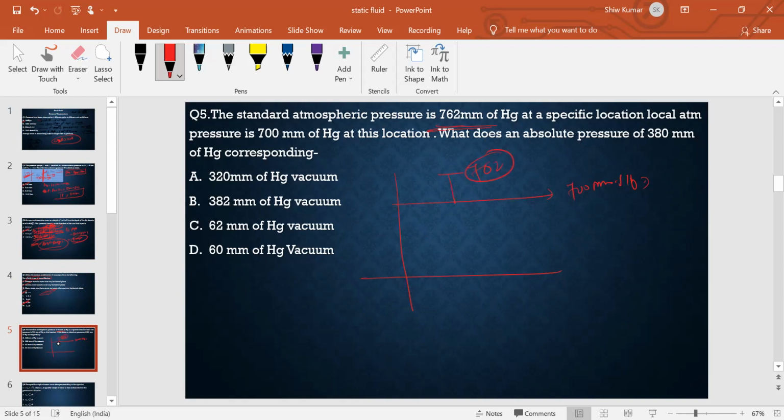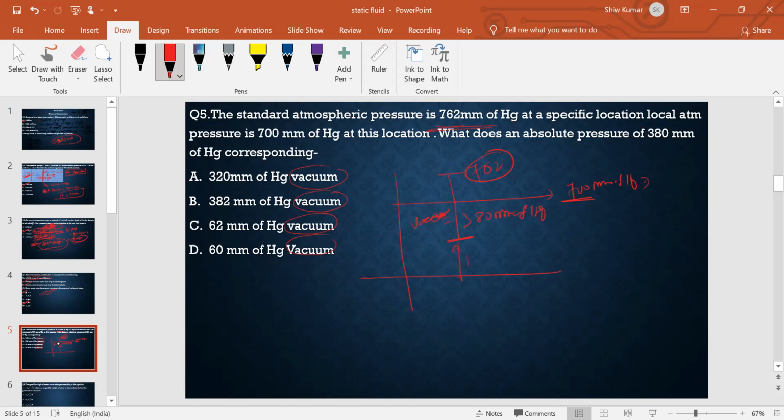What does an absolute pressure of 380 mm of Hg correspond to? It is given in vacuum. So the pressure must be below atmospheric. Since the local atmospheric pressure is 700 and this one is 380 mm of Hg, it should be lower. This indicates a vacuum pressure.